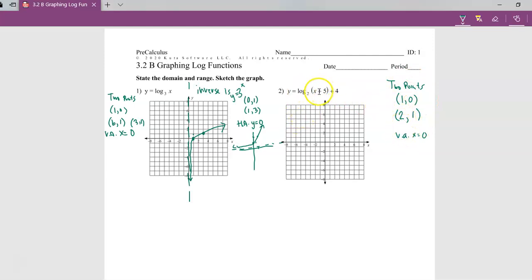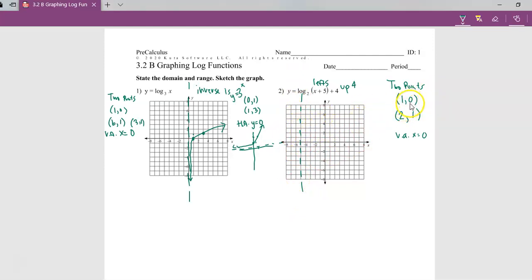Now, however, we know that this +5 on the inside is going to move everything left 5, and this +4 is going to move everything up 4. So we're going to take these things and make these transformations on them. Since everything went left 5, this vertical asymptote that was at 0 is now going to be at -5. Changing up and down is not going to affect the asymptote at all, just the left and right movement.